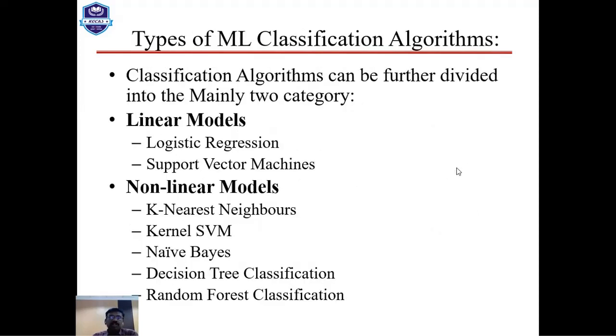Example, classification of types of crops, classification of types of music. Types of machine learning classification algorithms. Classification algorithms can be divided into mainly two categories. One is linear models, that is logistic regression, support vector machine. Non-linear models: k-nearest neighbors, kernel SVM, Naive Bayes, decision tree classification, random forest classification.